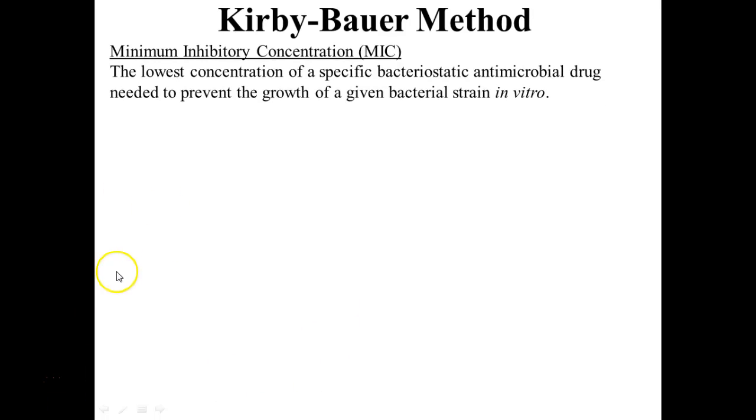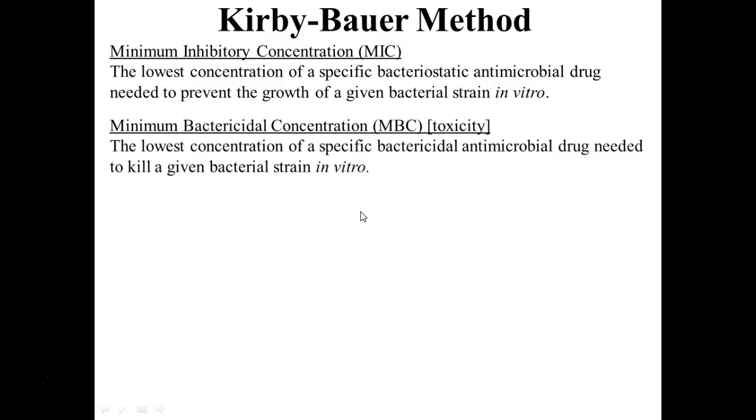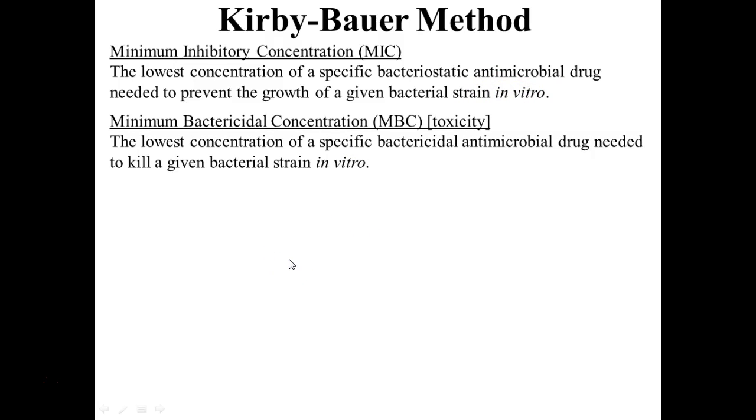So minimum inhibitory concentration, this is the lowest concentration of a particular antimicrobial that inhibits the growth of the bacteria, outside of our bodies, in culture, in vitro. Minimum bactericidal concentration, this is the lowest concentration that will actually kill. Inhibitory is stopping growth, where cidal refers to death or toxicity.